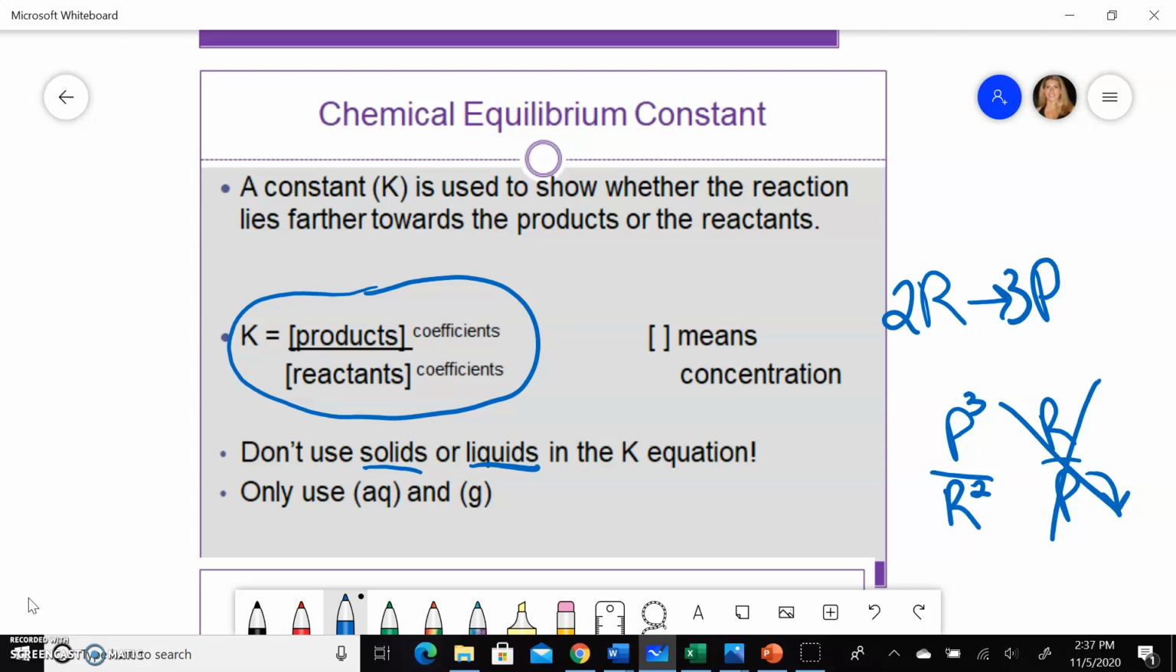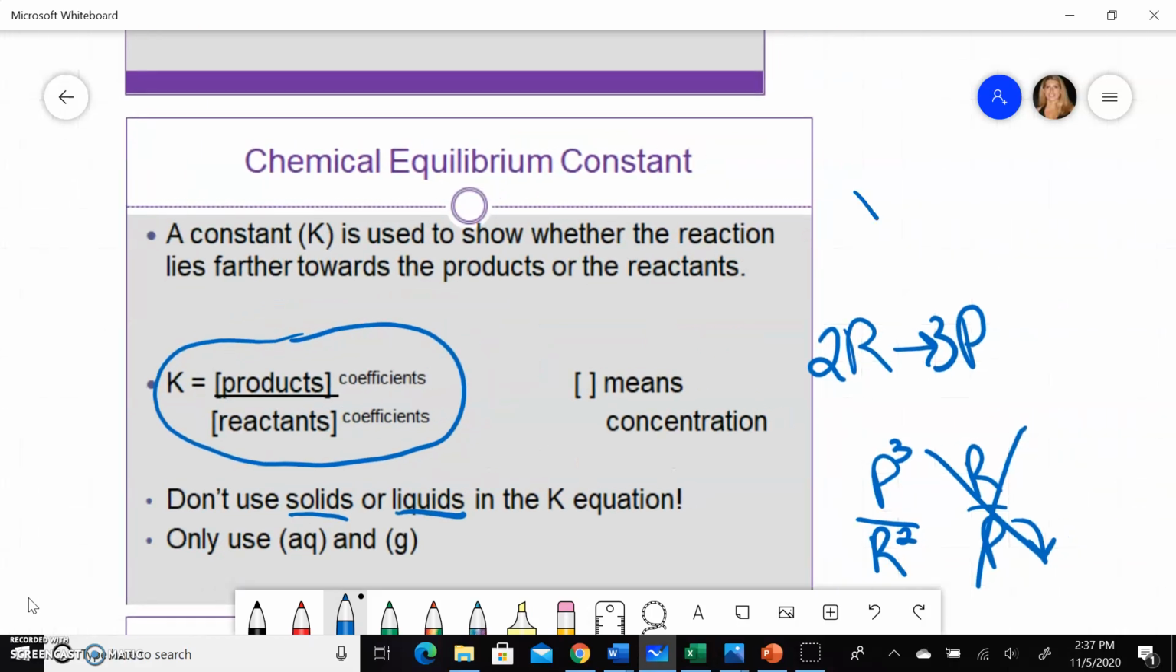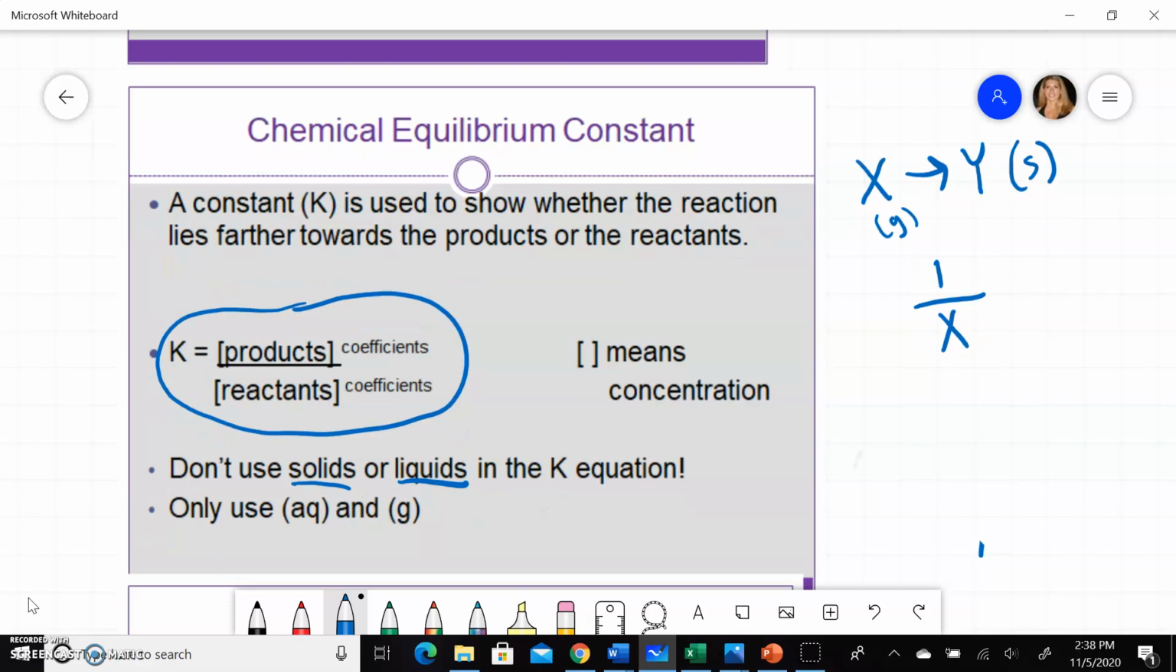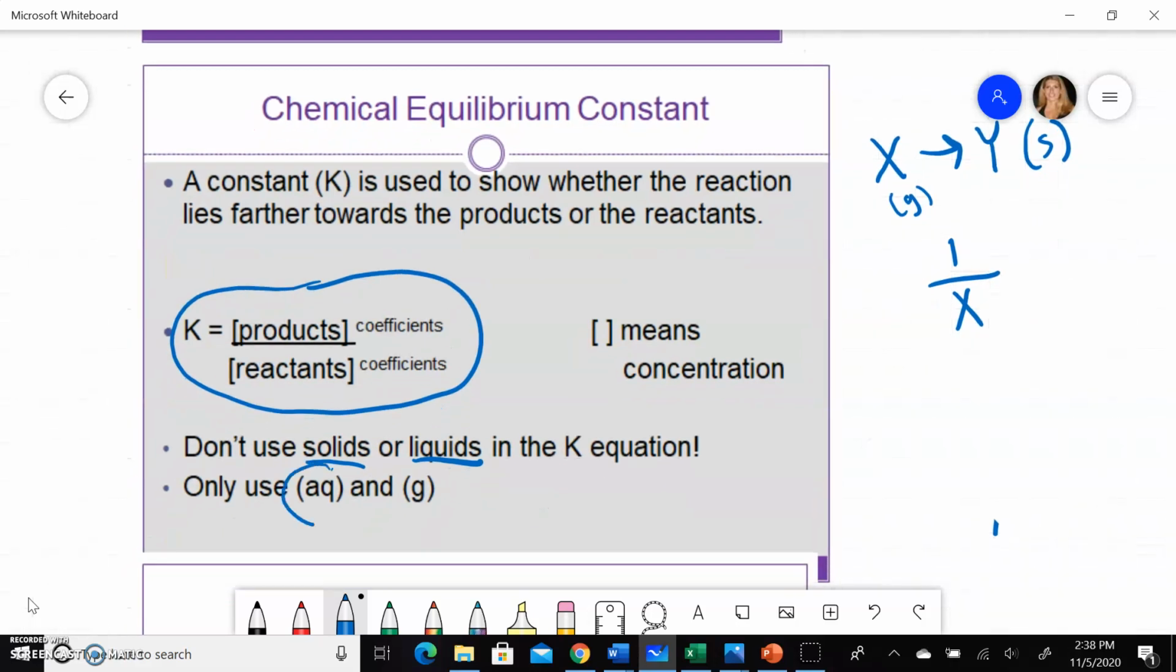So if you had a reaction where you had X turning into Y, but Y was a solid, when you plug it into your fraction, products go on top, but you don't have anything that you can put on top, so you would just put a 1. So we're assuming that X is maybe a gas. So that expression would look like this with a 1 on top. So don't include solids or liquids, but you can use things that are aqueous or things that are gases.